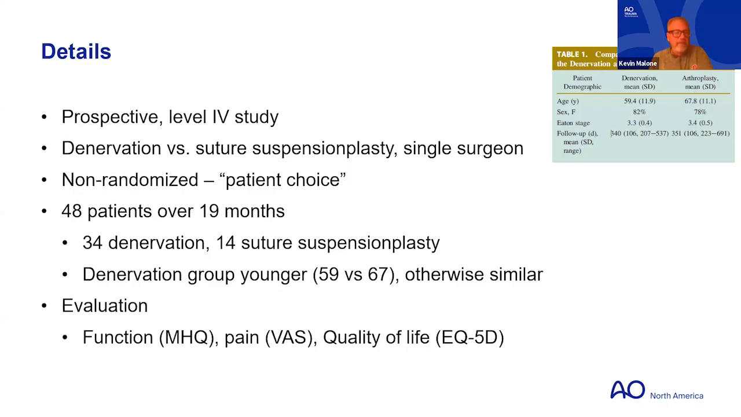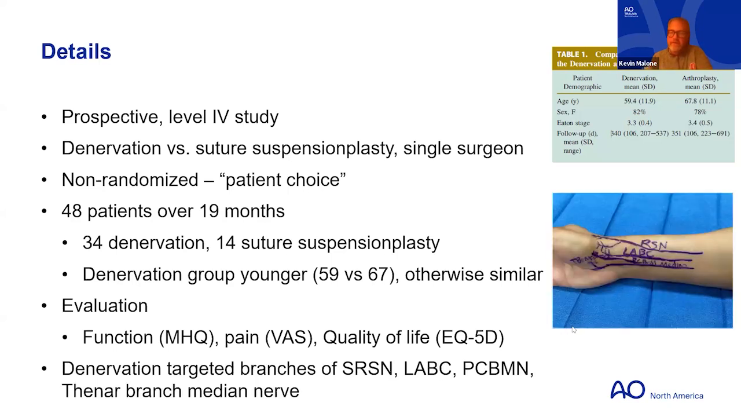And the final evaluation was done by assessing function with the Michigan Hand Questionnaire, pain with the Visual Analog Scale, and then quality of life with the EQ-5D assessment tool. And then for their denervation technique, they targeted the branches that have been described from the superficial radial sensory nerve, the lateral antebrachial cutaneous nerve, the palmar cutaneous branch of the median nerve, and then the deep branch of the thenar motor from the median nerve.